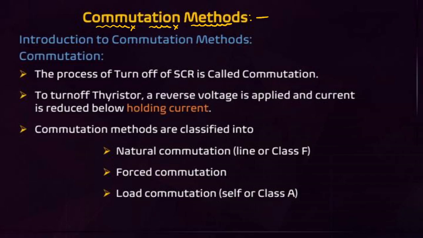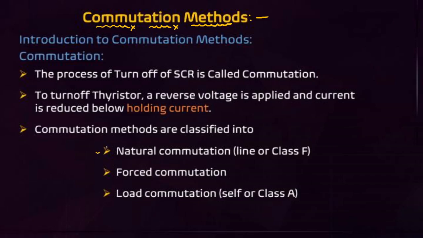Friends, we know what commutation is. The process of turning off an SCR is called commutation. How can we turn off the SCR? To turn off the SCR, we have to apply a reverse voltage and reduce the current below some minimum value of current. That current is called the holding current. Then how do we turn off these thyristors? To turn them off, we have to use different methods. Those methods are nothing but commutation methods.